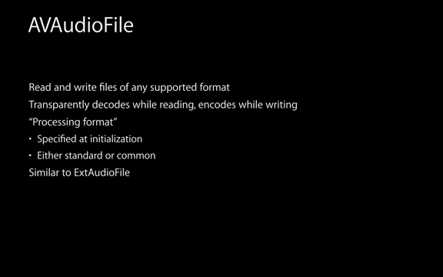So to do this, the file has this concept of the processing format. And the processing format is simply the PCM format with which you will interact with the file. So you specify the PCM format when you create the file, and it has to be either a standard or common format. The only limitation here is that we don't permit sample rate conversion as you read from or write to a file. Your processing format needs to be at the same sample rate as the file itself. Now, if you're familiar with the Audio Toolbox Extended Audio File API, this is functionally very similar. It's just a bit simpler to use.